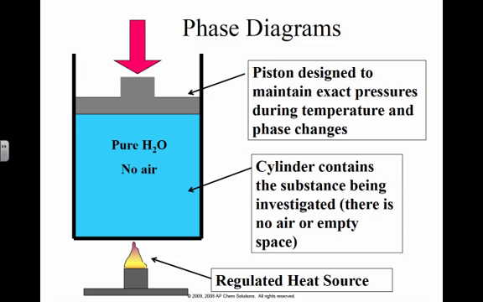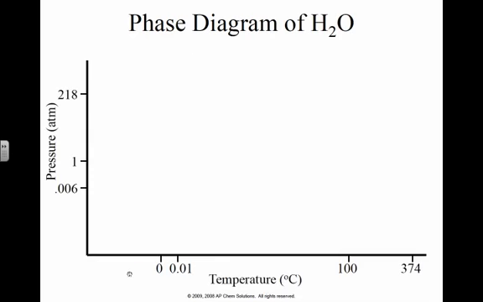Okay, we're going to start doing some phase diagrams, and when we're talking about a phase diagram, we're talking about a container like a piston right here where you can control the pressure and you can also control the temperature. So here we are. We're going to have pressure on the y and temperature on the x-axis, and we're going to go ahead and start with water.